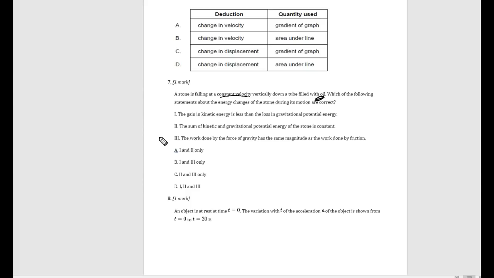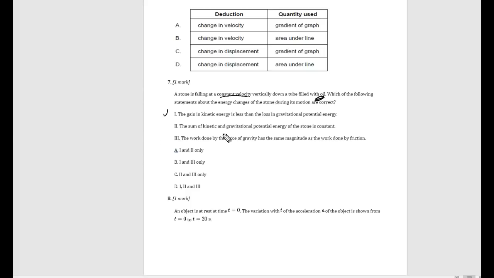And the answer is yes, because as it falls, it loses energy because there's a resistive force. There's oil. Mechanical energy is not conserved. So 1 is true. The gain in kinetic energy is less than the loss in gravitational potential energy because some of that lost potential energy goes to work done by the oil. It goes to heat or whatnot.